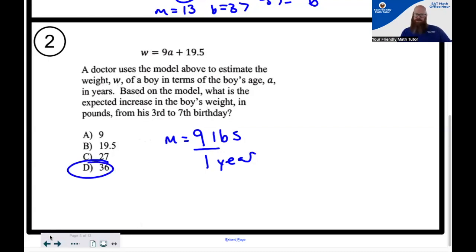So that's the quickest way to do it. Just multiply the slope by four. If that's a little confusing for you, just plug in three. You'll figure out his weight after the third birthday. Plug in seven. You'll figure out his weight after the seventh birthday and subtract them. And sure enough, you will get 36.